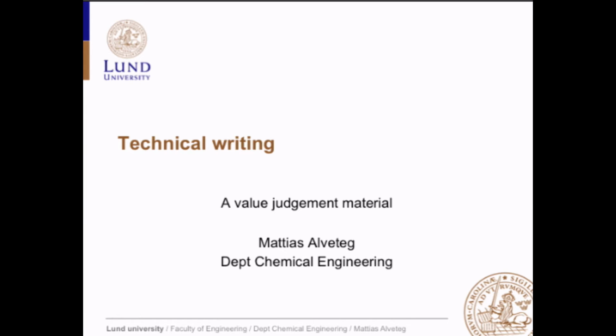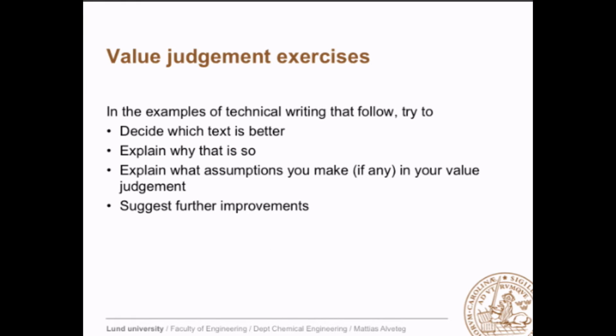In this screencast, we will present a number of value judgment exercises related to technical writing. In the examples that follow, try to decide which text you think is better. Explain for yourself or to a colleague why you think that is so. And take time also to explain what assumptions you make, if any, in your value judgment, and suggest further improvements of the text to make it even better.